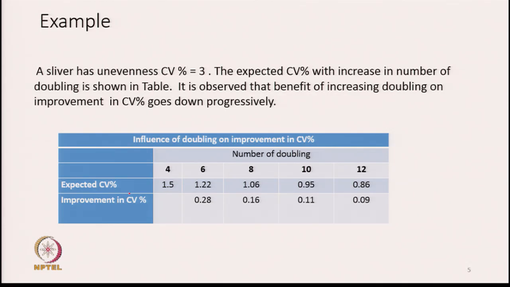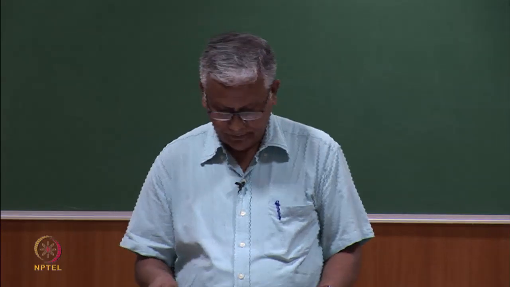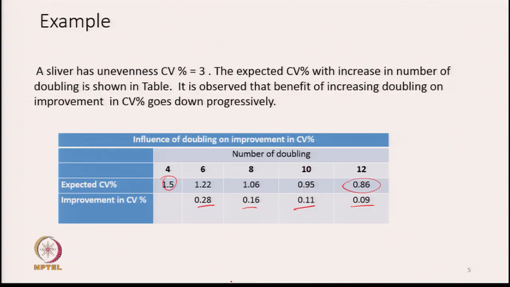So, I see that the expected CV is going down as we are increasing the number of doublings from 4 to 12. From 1.5 it has gone down to 0.86. So, the improvement in CV, if we consider, when you go from 4 to 6, is 0.28, 6 to 8 is 0.16, 8 to 10 is 0.11, and 10 to 12 is 0.09. So, the improvement in CV goes down as we go on increasing the number of doublings. Therefore, we generally do not go beyond 8, because the improvement is not practically significant.